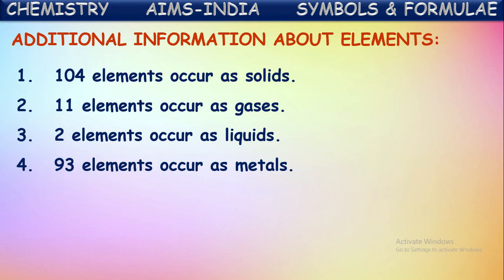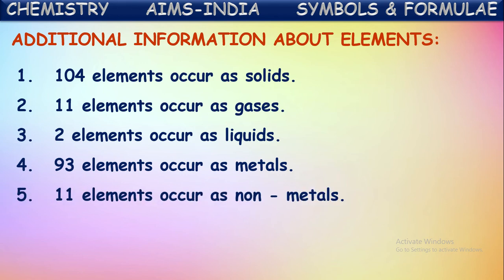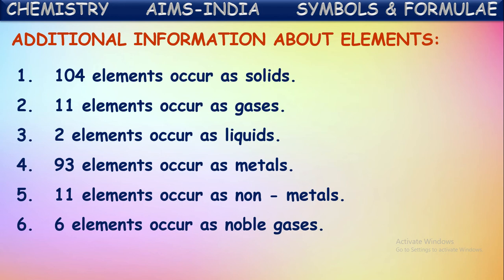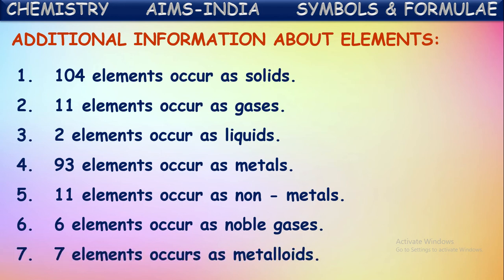Out of these 118 elements, 93 elements occur as metals, 11 elements exist as non-metals, 6 elements occur as noble gases, and 7 elements occur as metalloids. What does it mean by metalloids? We know about metals and non-metals, but there are certain elements which can exhibit the properties of both metals and non-metals. They are called metalloids. Okay, this is some more information about elements.